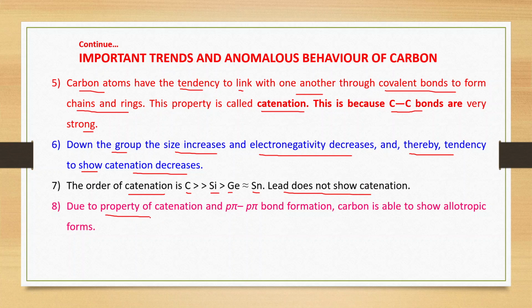Due to the property of catenation and p-pi bond formation, carbon is able to show allotropic forms.